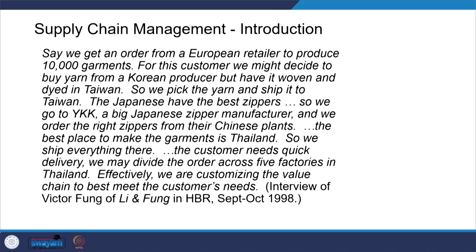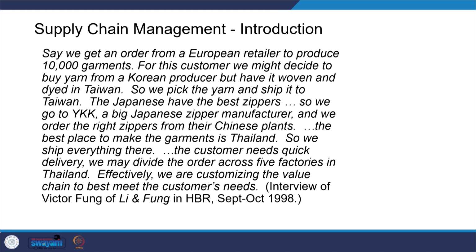Let us say this is an example given by one of the founders of Li and Fung, a trading company in Hong Kong. He says, say we get an order from a European retailer to produce 10,000 garments. For this customer, we might decide to buy yarn from a Korean producer, but have it woven and dyed in Taiwan. So, we pick the yarn and ship it to Taiwan. The Japanese have the best zippers. So, we go to YKK, a big Japanese zipper manufacturer, and we order the right zippers from their Chinese plants. Japanese company, Chinese plants. So, the plant is in China.